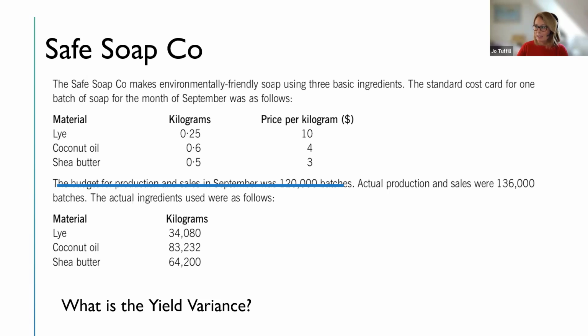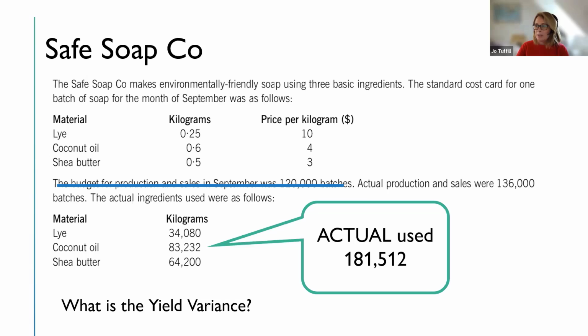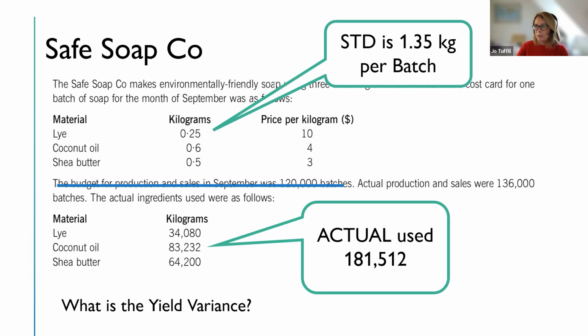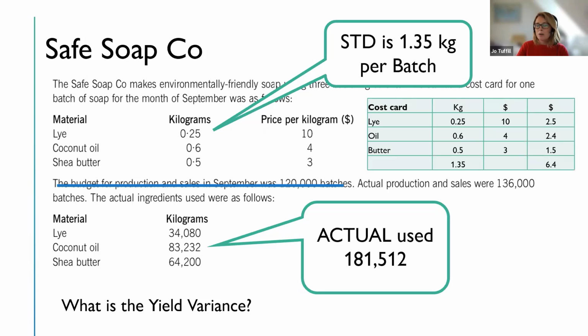Right, so as long as we've got that clear again. So now we therefore need the actual used, which if we add those up, they come to 181,512. Because we're using the should and did approach, we need to know what the standard is per batch, which is 1.35 kilograms, adding those down. And we need to know the standard cost of making a soap. So we need to times out the lye kilograms by the price per lye, the coconut oil by the price per coconut oil, and we then add that up, and the cost per batch is 640. So now we have all the information we need to do the should and did approach.